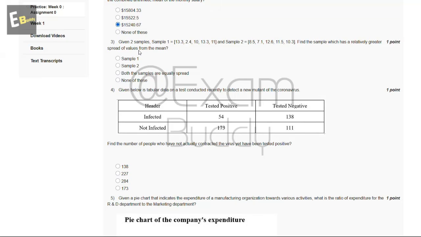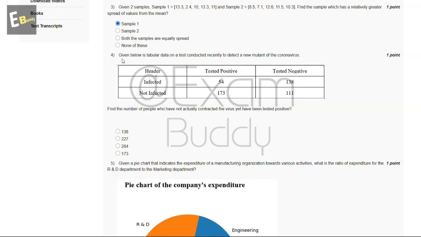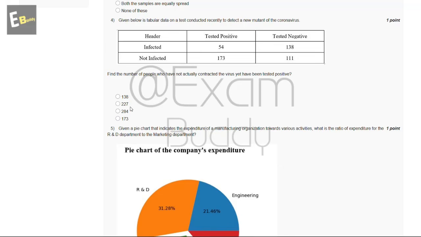Given two samples, sample 1 this and sample 2 this. Find the sample which has a relatively greater spread of value from the mean. So these are the options and the answer of our third question is A sample 1. And now let's go to our question number 4. Given below is a tabular data on a test conducted recently to detect a new mutant of the coronavirus. So this is the table and these are the options and the answer of our fourth question is D 173. And now let's go to our question number 5.